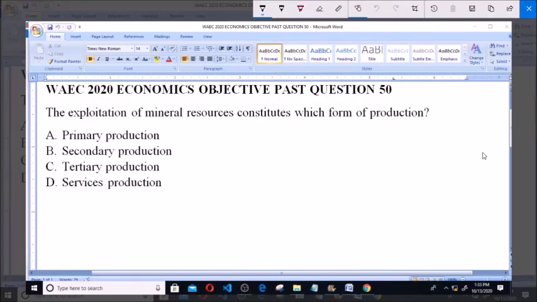Welcome. I will be answering WAEC 2020 Economics Objective Past Question 50. The exploitation of mineral resources constitutes which form of production? A. Primary production, B. secondary production, C. tertiary production, D. services production. Now, we're asked under which form of production the exploitation of mineral resources falls. So let's look at each of the options and pick out the one which matches the question.